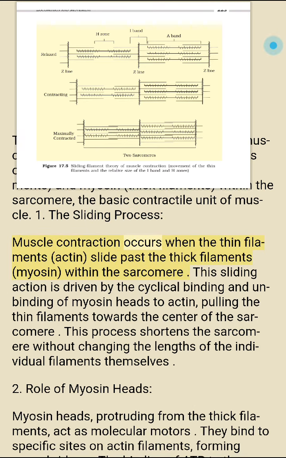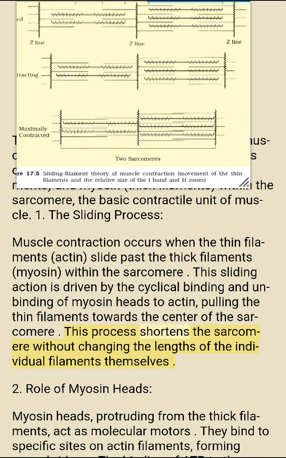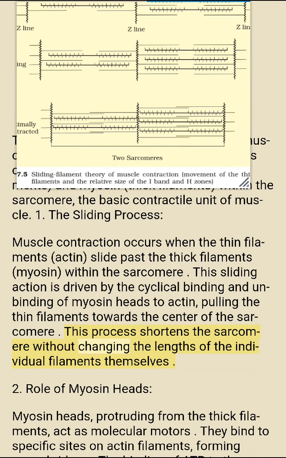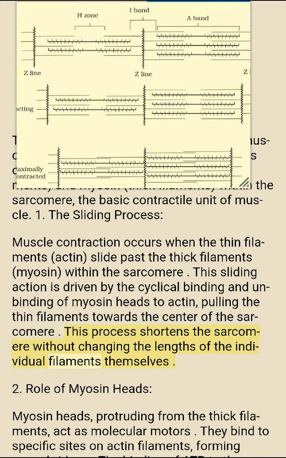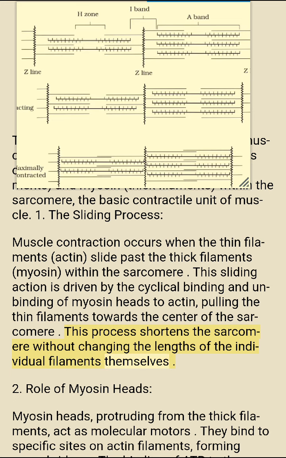1. The sliding process. Muscle contraction occurs when the thin filaments, actin, slide past the thick filaments, myosin, within the sarcomere. This sliding action is driven by the cyclical binding and unbinding of myosin heads to actin, pulling the thin filaments towards the center of the sarcomere. This process shortens the sarcomere without changing the lengths of the individual filaments themselves.